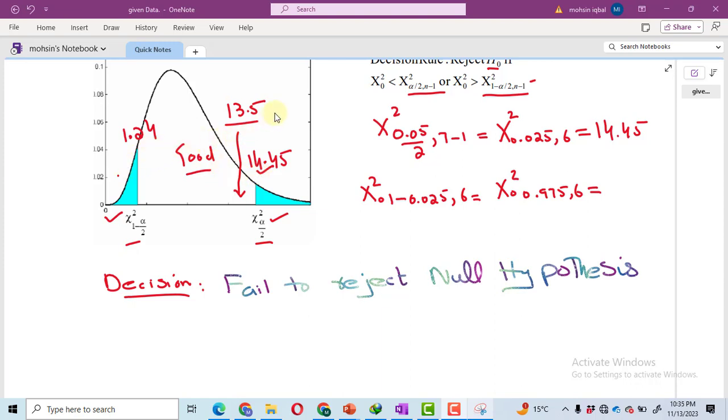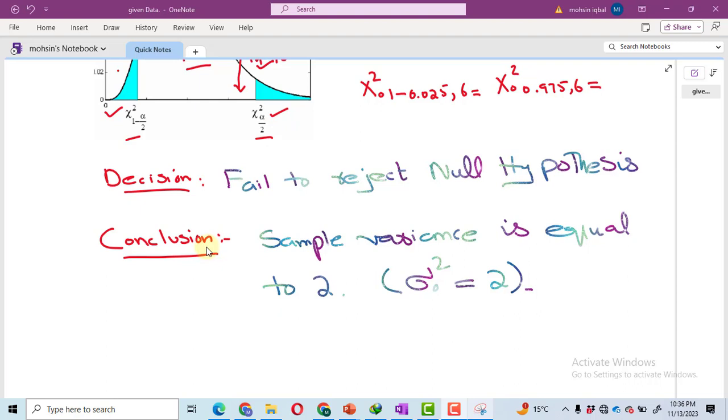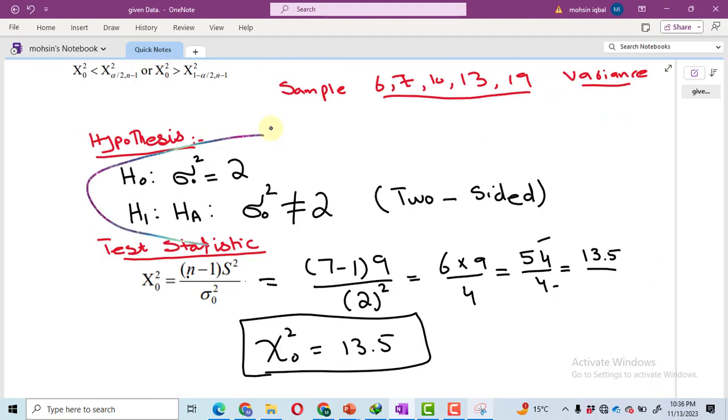Now we come towards the conclusion. It is concluded that the sample variance is equal to 2. What we stated in the hypothesis, that sigma naught square is equal to 2, has been proved to be good. Thanks for watching the video. Bye.